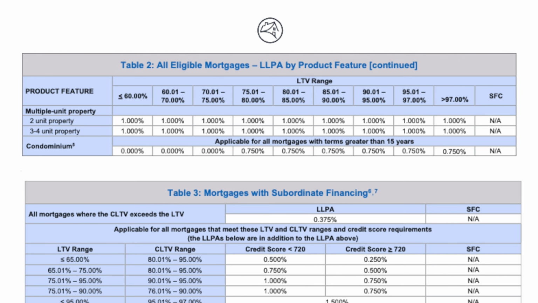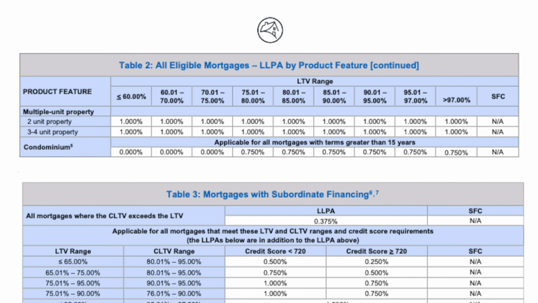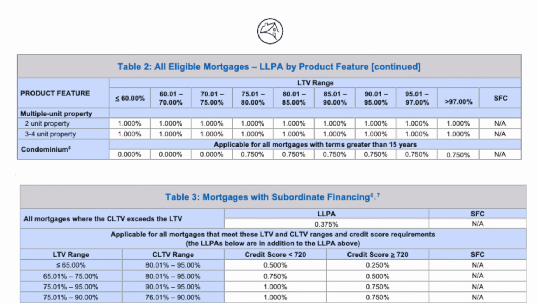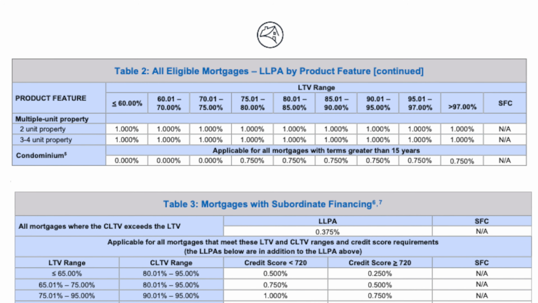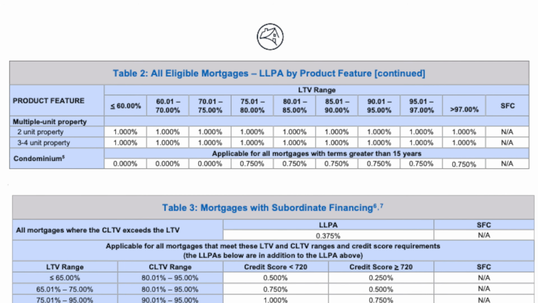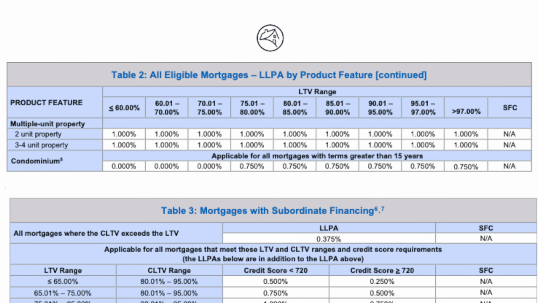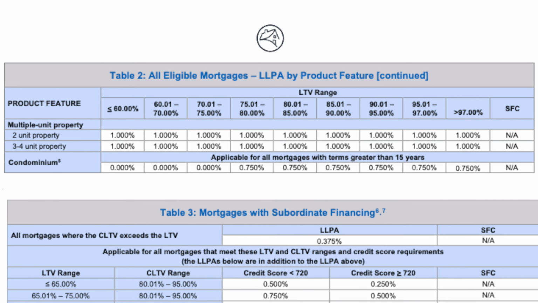The next is, what kind of property is it? Is it your primary home? Is it a second home? Is it an investment property? Is it a single family, a condo, a 2-unit, a 3-unit, or a 4-unit? That is another loan level price adjustment. And as you can see on the screen, you can see what those adjustments are based on each little piece of the puzzle.